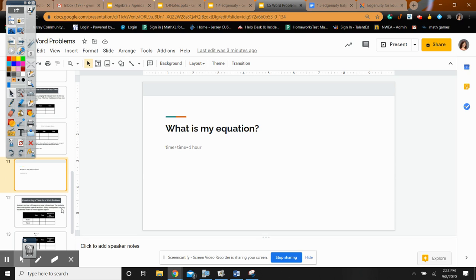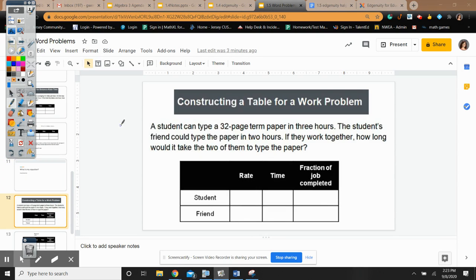Okay, now let's look at a work problem. A work problem is very similar. You're going to take the rate times the time to get the job finished. So if a student can type a 32-page term paper in 3 hours, the student's friend types it in 2 hours. If they work together, how long is it going to take the two of them to type the paper? So we're looking for a time. How long? Okay. So we're looking for a total time here.